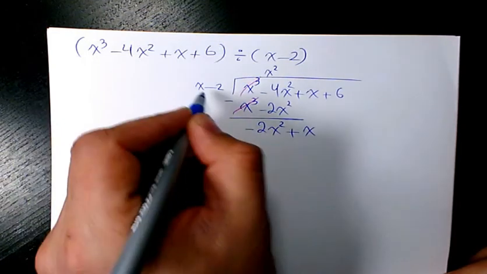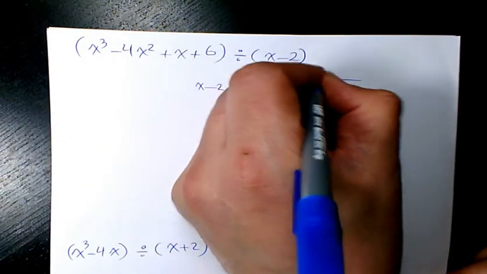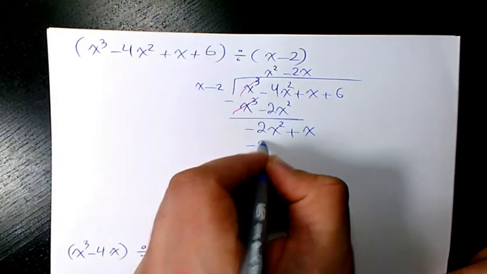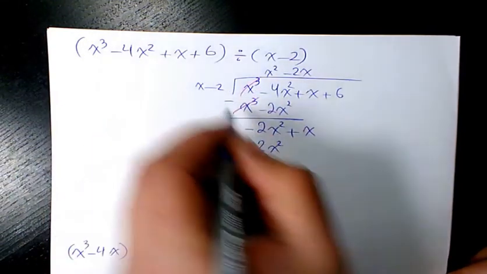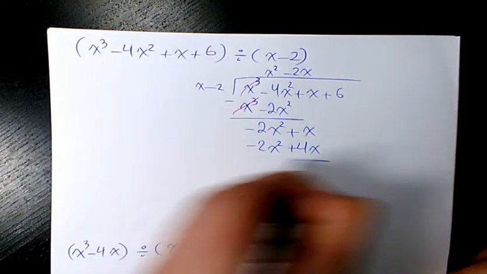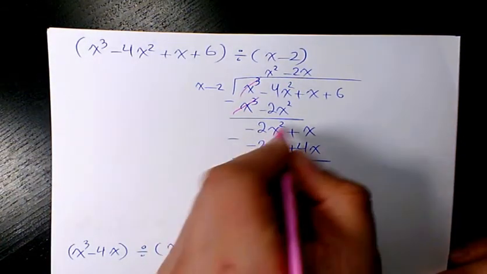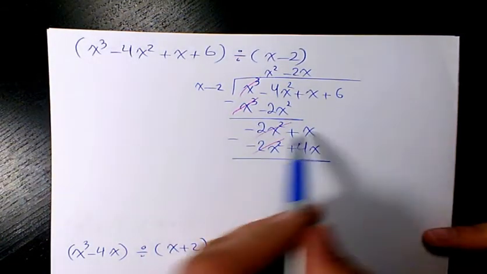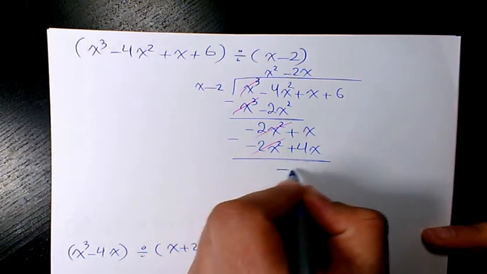Negative 2x squared divided by x, negative 2x. Negative 2x times x, negative 2x squared. Negative 2x times negative 2 is going to be plus 4x. When you subtract it, these two cancel out, and we have x minus 4x, which is going to be negative 3x.